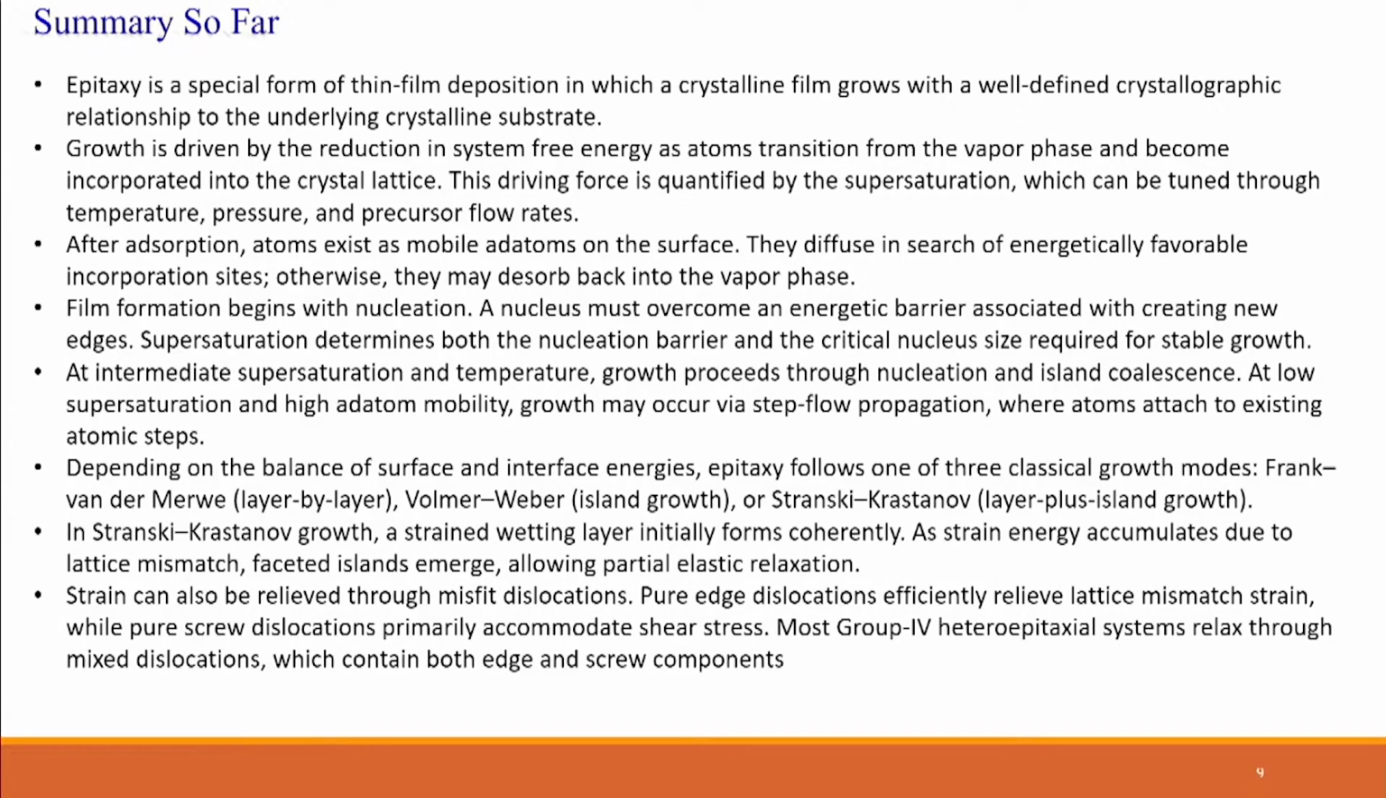We discussed two growth modes or growth morphologies. One is the classical nucleation and coalescence, and the other is the step propagation. We discussed the three growth modes: the 2D layer by layer, the Volmer-Weber, and the Stranski-Krastanov. The Stranski-Krastanov is a special one. It's kind of a mixture of 2D and 3D. And we discussed strain and misfit and edge dislocations. In heteroepitaxial systems, in group 4 ones, it's important to remember that we have a lot of mixed dislocations, which are both edge and screw in nature.